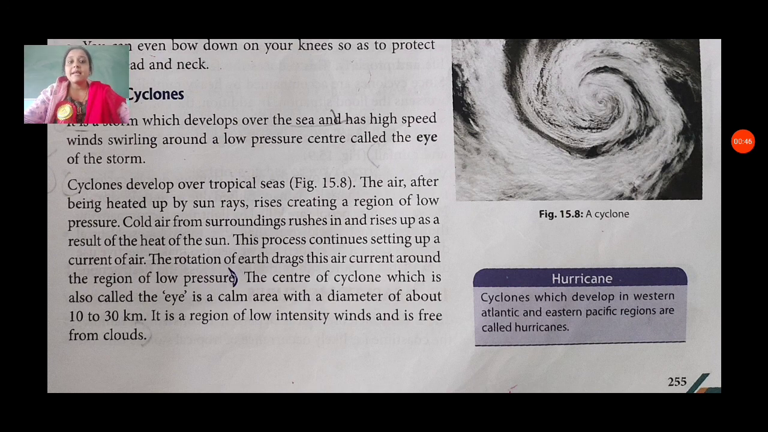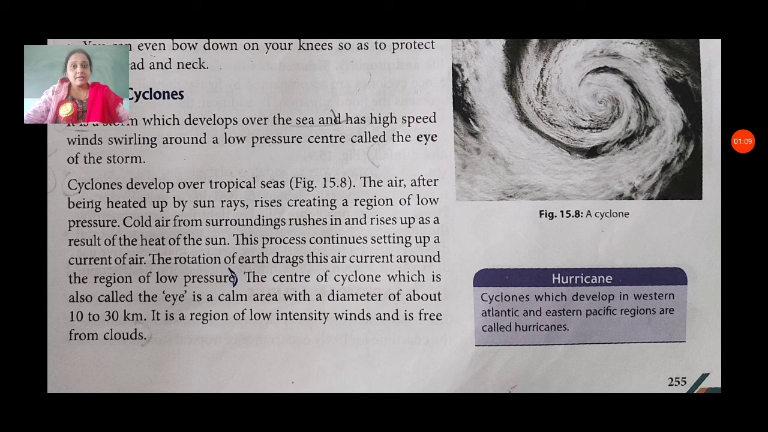The center of the cyclone, also called the eye, is a calm area with a diameter of about 10 to 30 km. It is a region of low intensity winds and is free from clouds. We can see cyclones almost always in water areas.